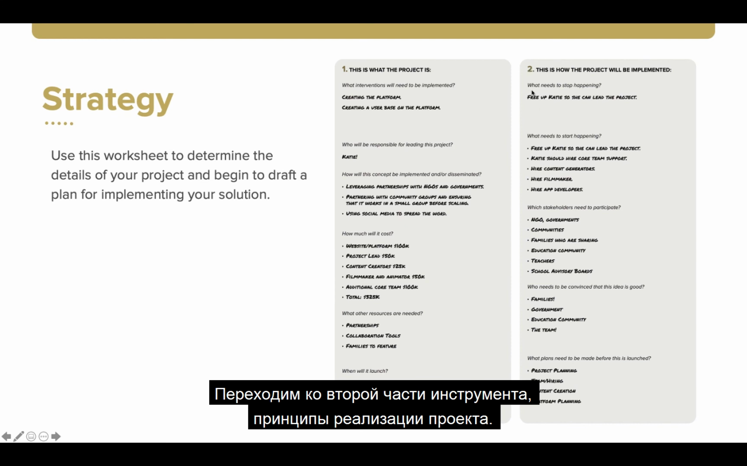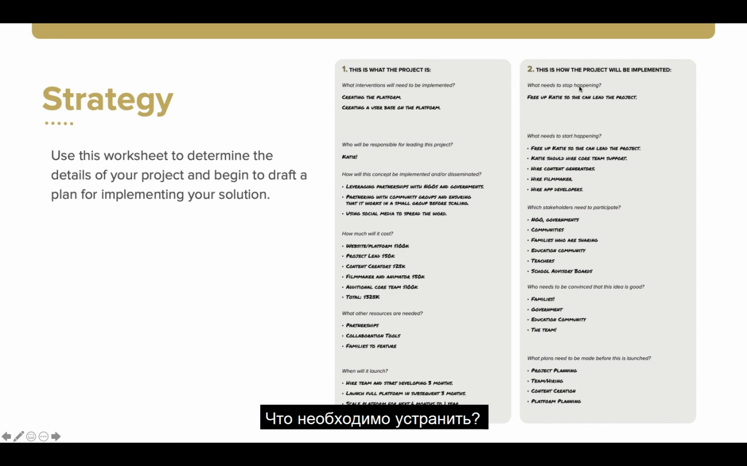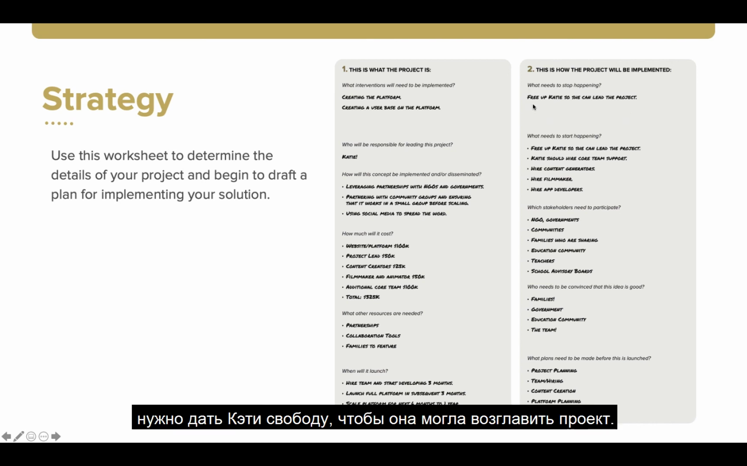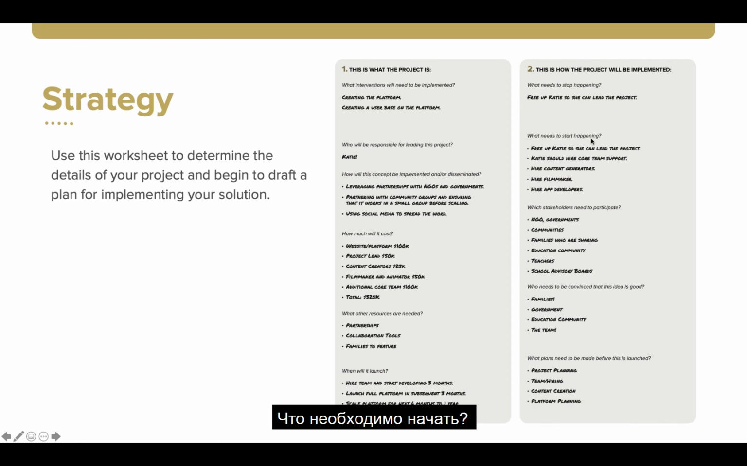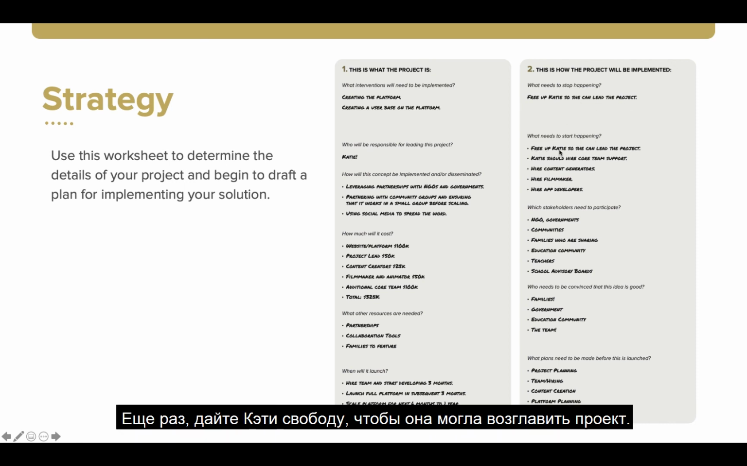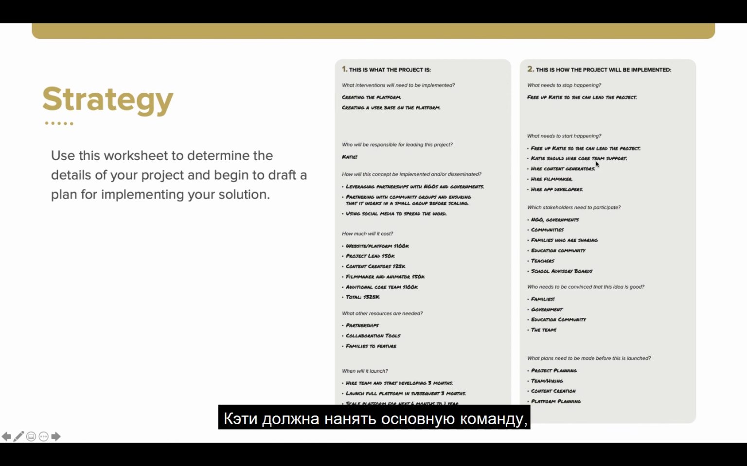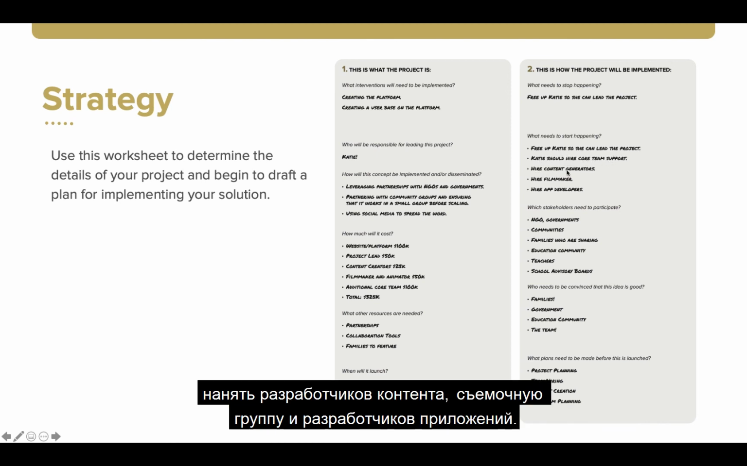Moving to the second part of this tool, this is how the project will be implemented. So what needs to stop happening? Well, one of the biggest bottlenecks is the time of Katie. So we need to free up Katie so she can lead the project. What needs to start happening? Again, free up Katie so she can lead the project. And Katie should hire a core support team, hire content generators, hire a filmmaker, and hire app developers.